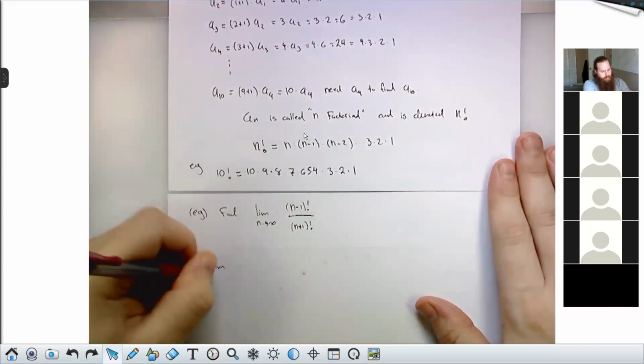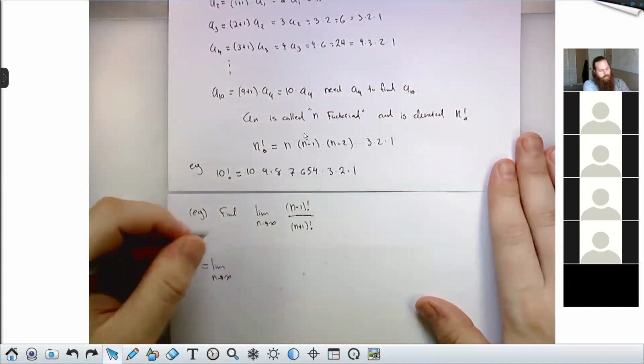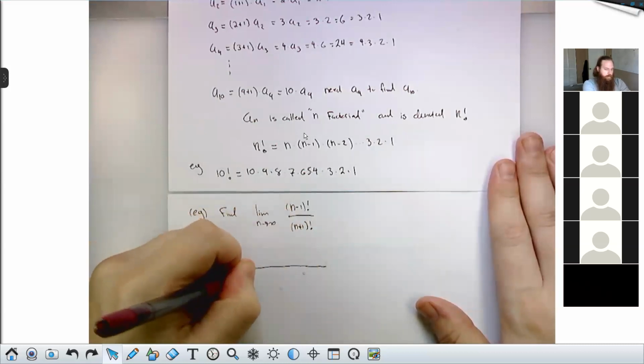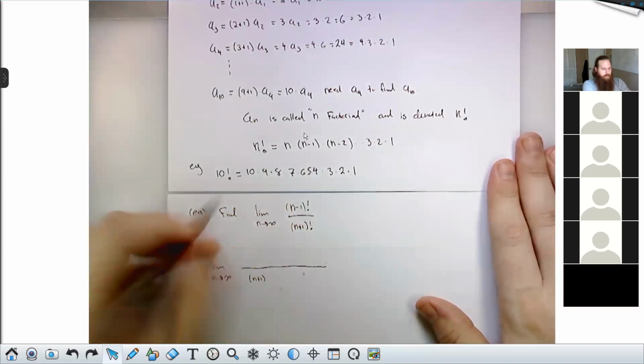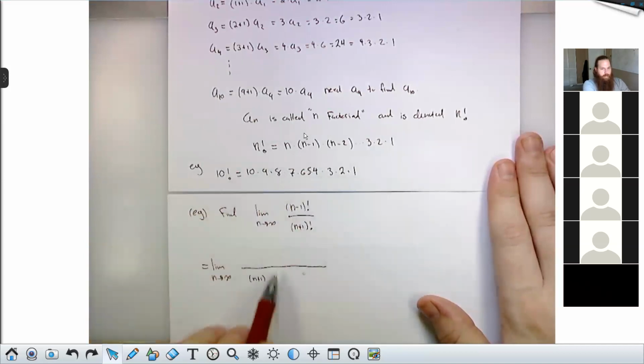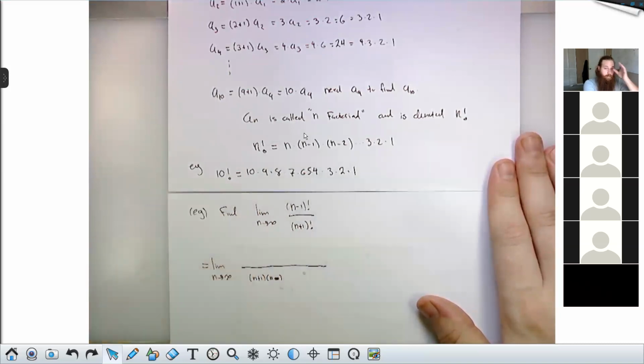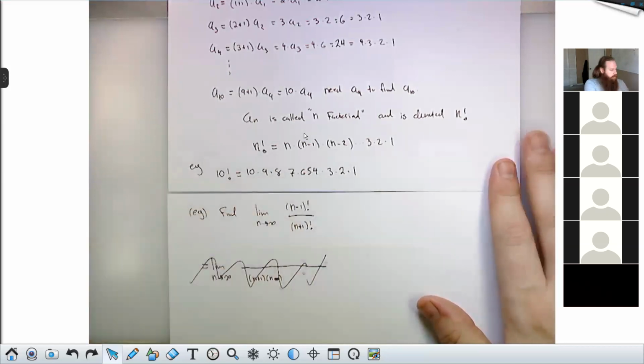This is equal to the limit as n goes to infinity of, what's the denominator? Well, n plus 1 factorial is like anything factorial. It's that thing times that thing minus 1. So n plus 1 minus 1 is just n. I'll rewrite this and zoom in big.